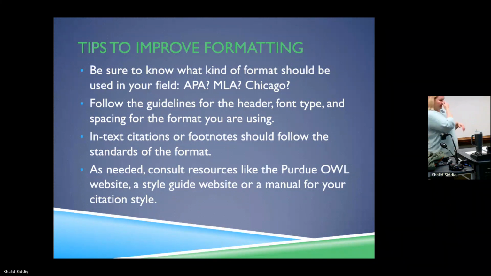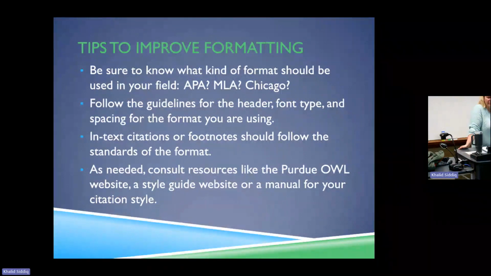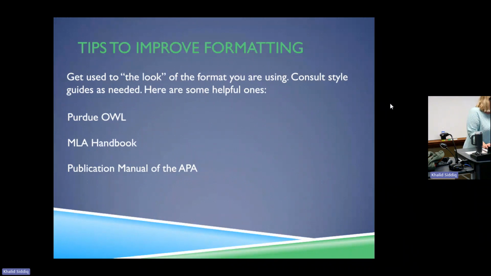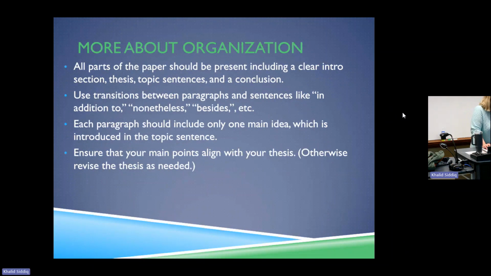They should match up. And then, as needed, consult resources like the Purdue OWL. It's pretty good with APA now. I think they've updated most of it. Take a look at the style guide website for APA, and also just get an APA manual. They're like $25. Just get one. I like using the book. I think the book makes more sense than the website, personally. So again, this is about getting the look of the format that you're using. Consult the style guides, Purdue OWL, MLA handbook, Publication Manual of the APA. It's very pretty. It's got a rainbow on it. I love it.